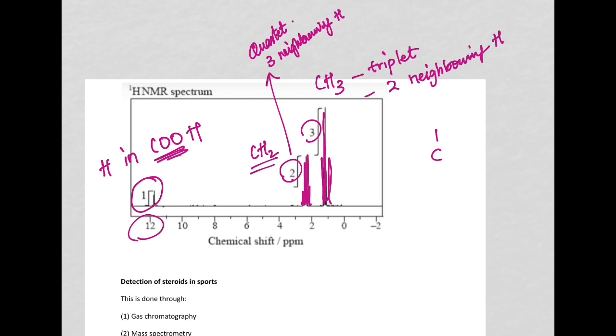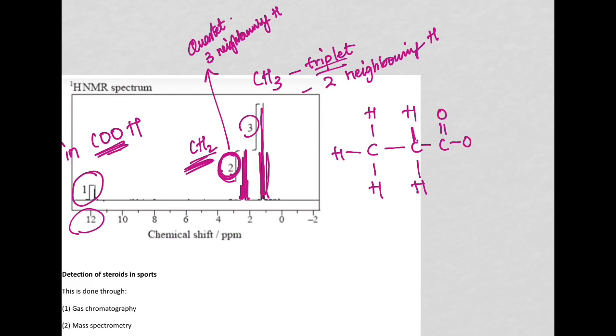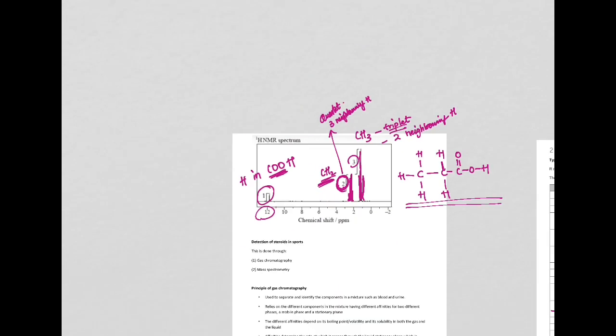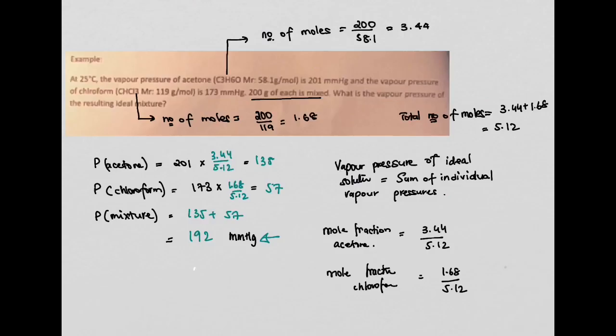So this confirms that you have the CH3. This gives an integration of 3, and it has 2 neighboring protons, so the 2 neighboring protons make it produce a triplet. And then you have the CH2 here. It gives an integration of 2, and because it has 3 neighboring protons, it produces a quartet. And then you have the H in the COOH that produces a singlet, so this one has no neighbors. So this is the final structure that has been deduced from the 3 spectra.